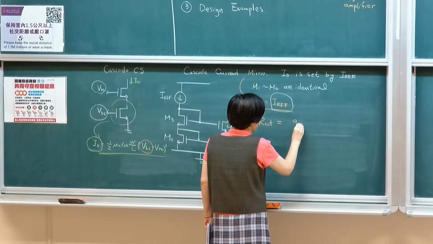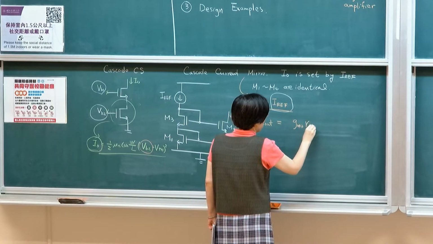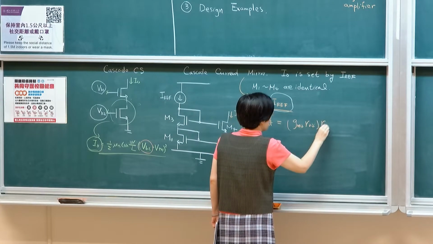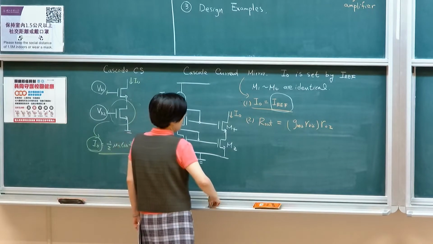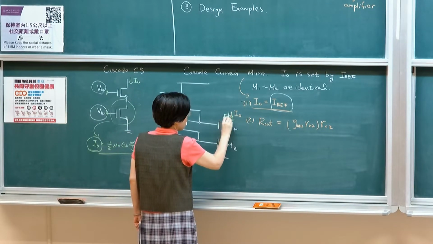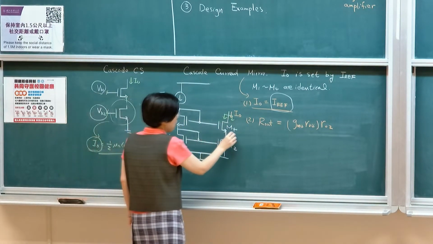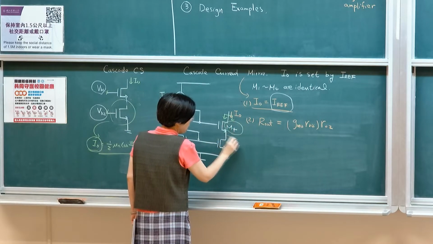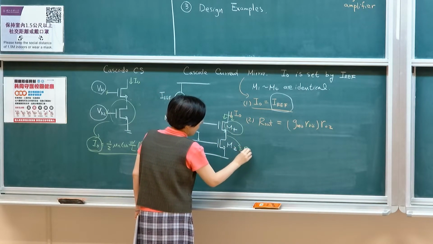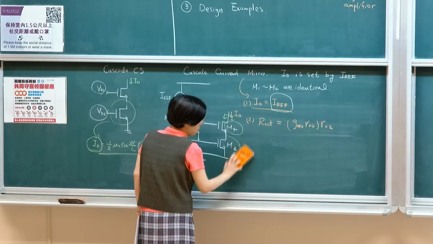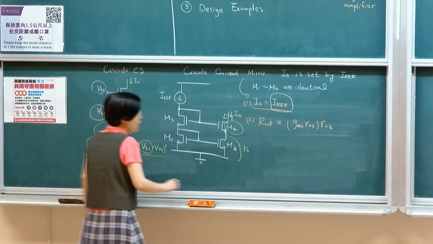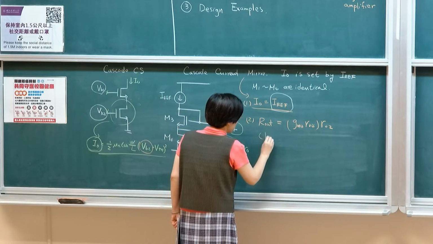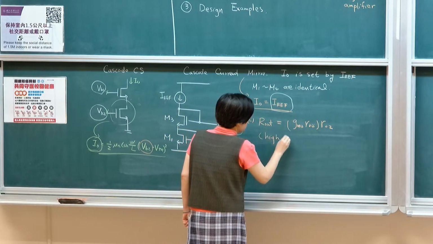GM4 RO4 times RO2. So looking down from here, the output resistance is based on the gain of this transistor and RO2. So I would then have a high output resistance as a feature.